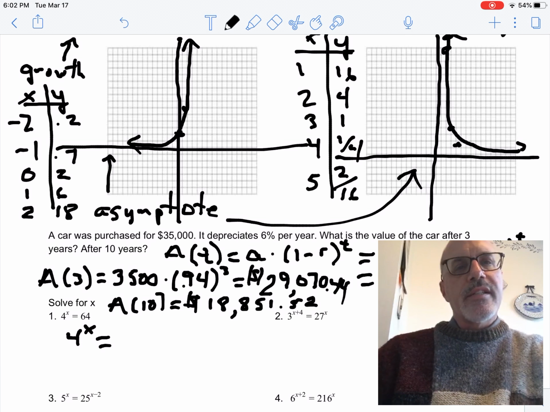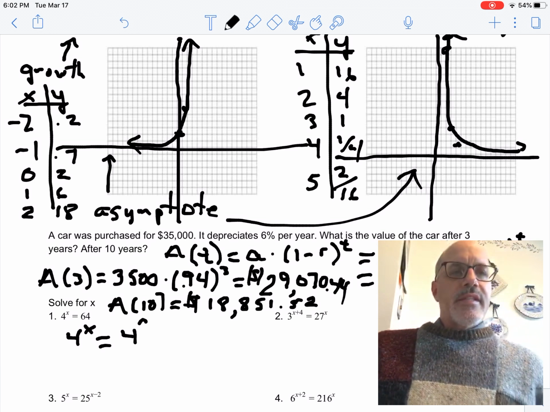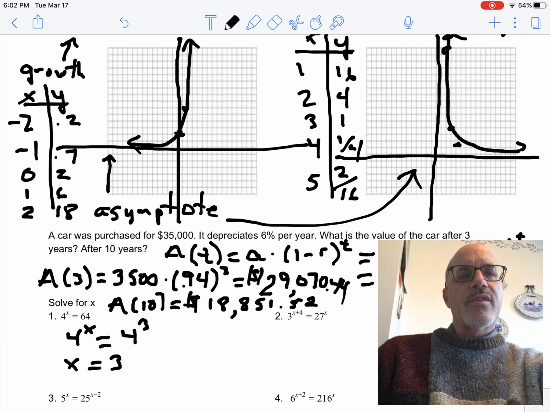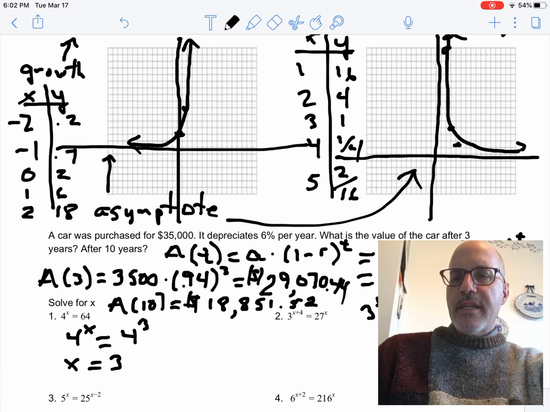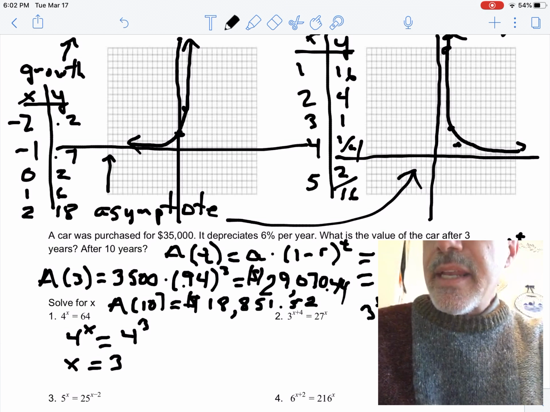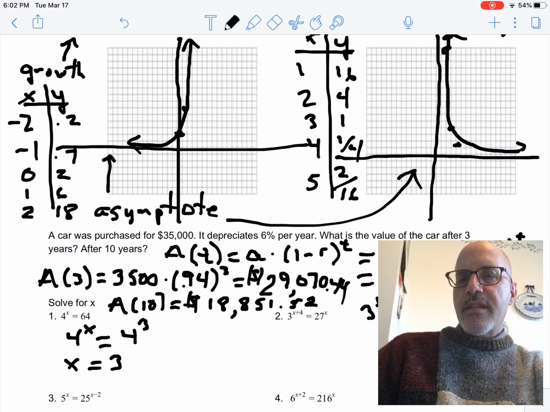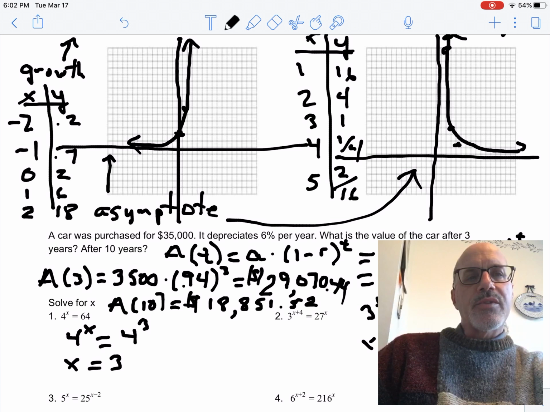All right, let's solve for x in these next couple problems. The steps for this, remember, are to get the same base on both sides. So we get 4 to the x equals 4 to the third, because 64 is 4 to the third, so x equals 3. The next one is 3 to the x plus 4 power equals 27 to the x. Well, 27 is 3 to the third, so you get 3 to the x plus 4 power equals 3 to the 3x. That means x is going to equal 2.